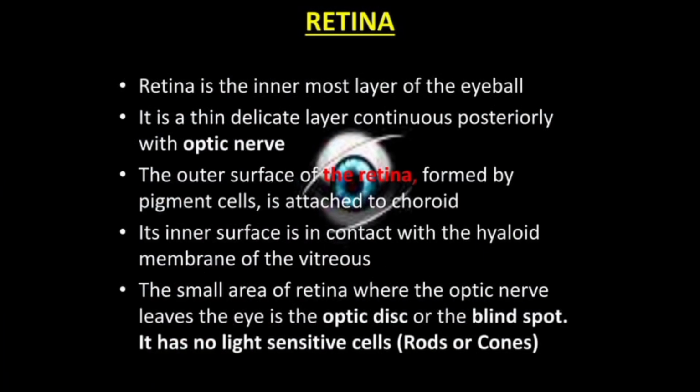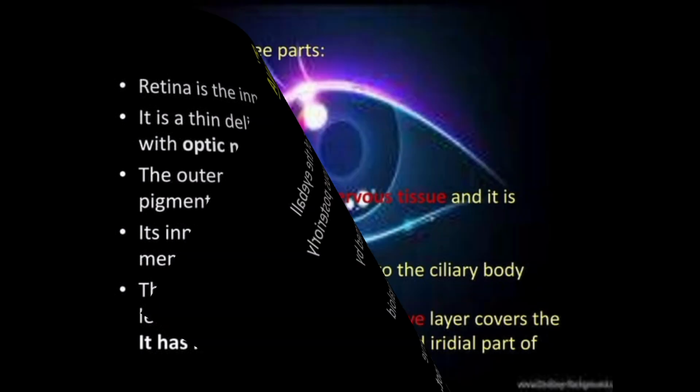Retina. Retina is the innermost layer of the eyeball. It is a thin, delicate layer continuous posteriorly with the optic nerve. The outer surface of the retina, formed by pigment cells, is attached to the choroid. Its inner surface is in contact with the hyaloid membrane of the vitreous. The small area of the retina where the optic nerve leaves the eye is the optic disc or the blind spot. It has no light sensitive cells like rods and cones.